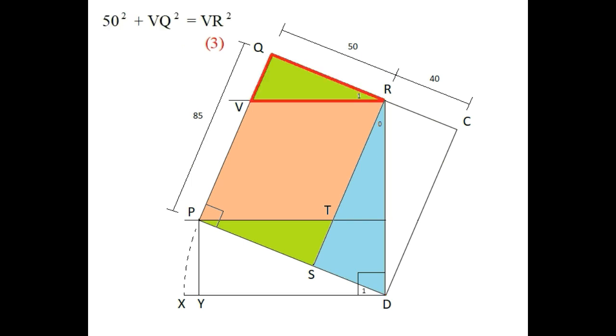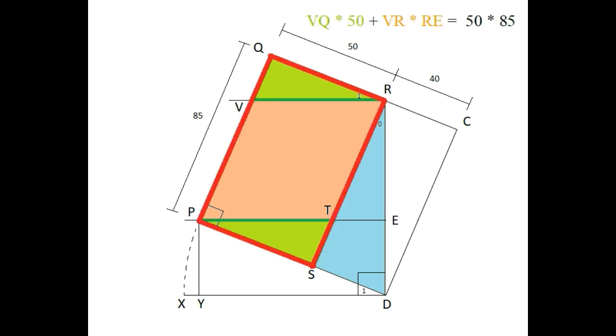Now we come to our third equation, which is the Pythagorean theorem applied to triangle VQR. 50 squared added to VQ squared equals VR squared. This is equation 3. For the fourth equation, we take a look at the rectangle PQRS with area 50 times 85. It consists of two green-colored right-angled triangles and the orange-colored parallelogram.